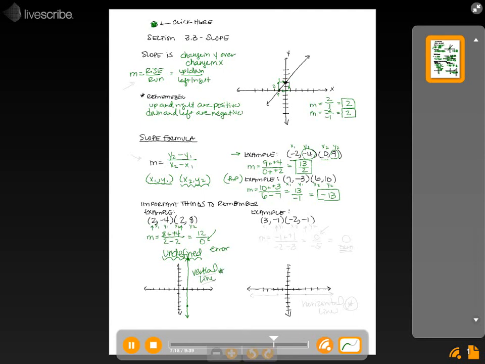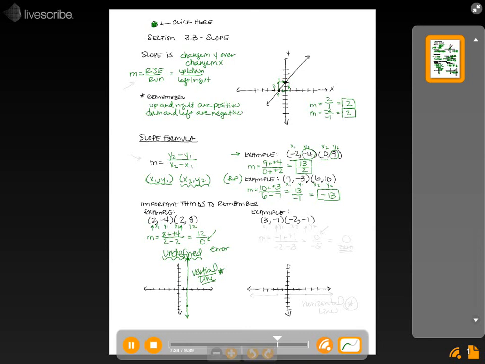That's what I want you to see. That if you have a vertical line, the slope is undefined, and the vice versa too. If the slope's undefined, then it's a vertical line. Okay, so make a mental note of that. Vertical lines have an undefined slope. Let's look at the other one.